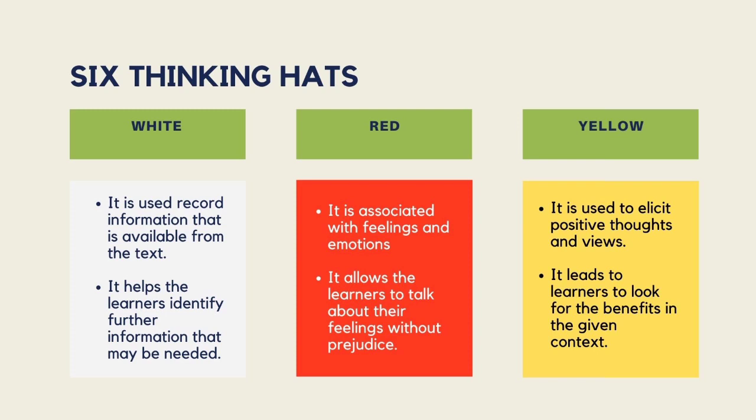6 Thinking Hats. First color is white. It is used to record information that is available from the text. It helps the learners identify further information that may be needed. Red. It is associated with feelings and emotion. It allows the learners to talk about their feelings without prejudice. Yellow. It is used to elicit positive thoughts and views. It leads learners to look for the benefits in a given context.